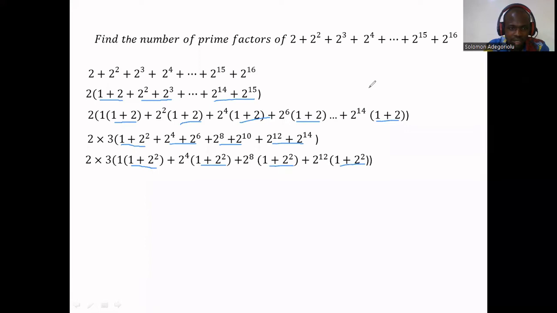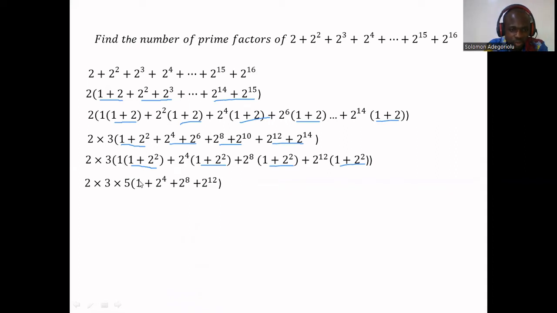And when you take a look at that, 1 plus 2 raised to power 2 will give us what? 5. 2 raised to power 2 is 4, plus 1, 5. So 5 is common here. We bring the 5 out of the bracket to multiply it with the 2 and 3 that we have outside the bracket. And that's going to be 2 times 3 times 5.